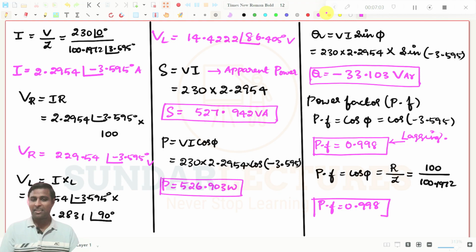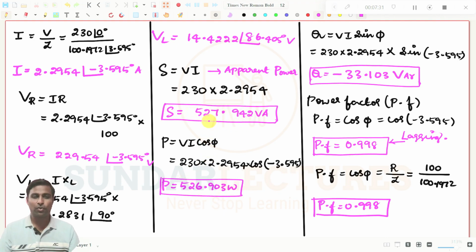Right? So you try to understand what this is actually telling us. I am getting the apparent power as 527.942 volt amperes, and upon this value I am utilizing 0.998 of it.